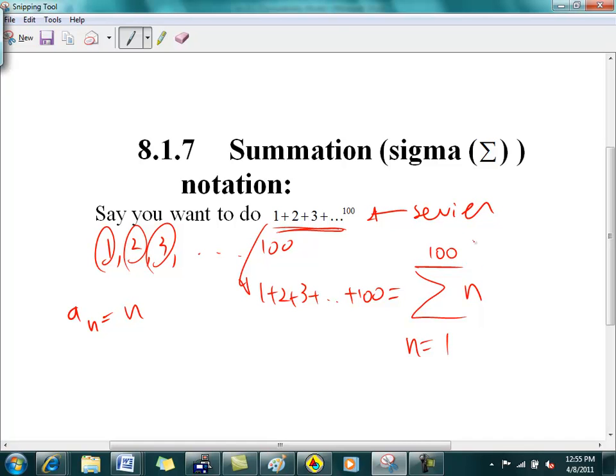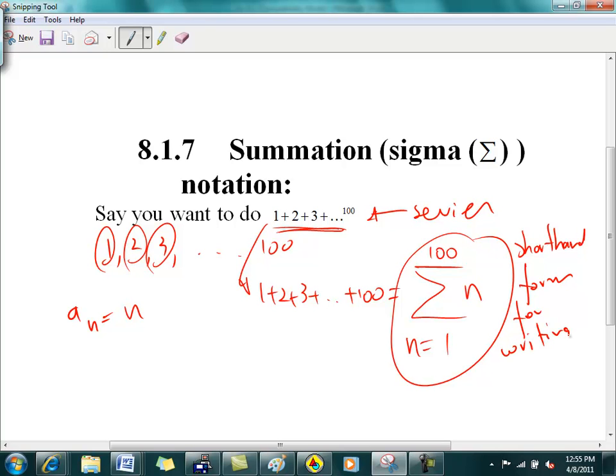So in other words, this is the shorthand form for writing 1 plus 2 plus 3 all the way up to 100. Is everybody all right on this? The way you read this is sigma n, n starts from 1, goes up to 100. That's how you read it. Sigma n, n equals 1 to 100.